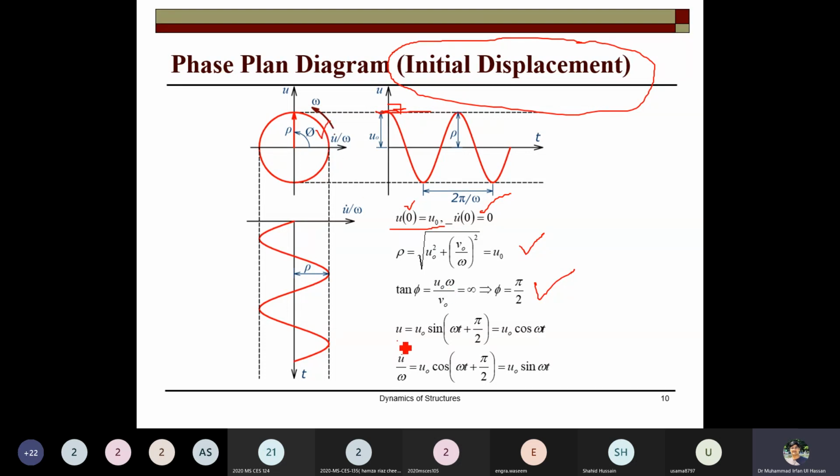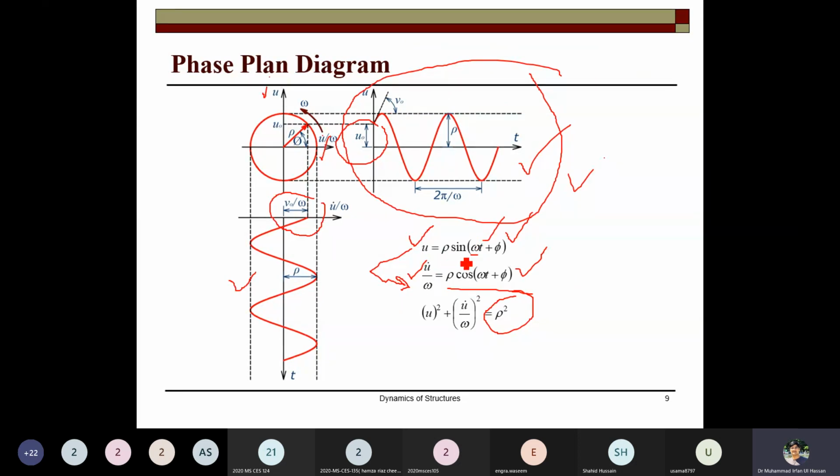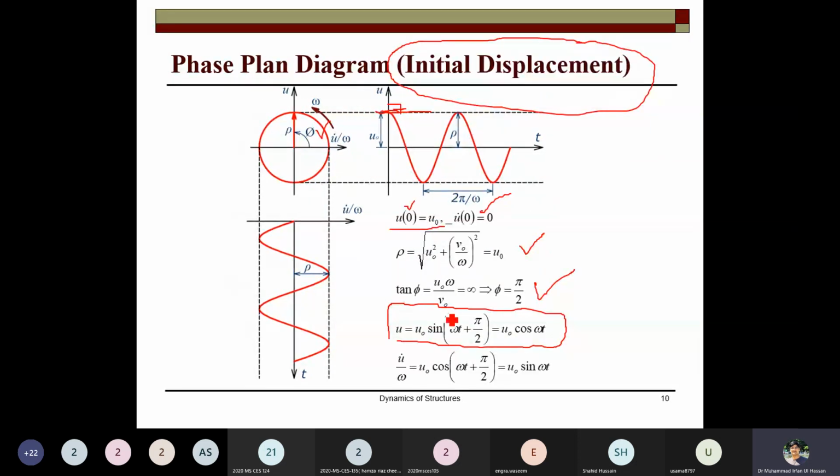And now the function U will change when you plot it. You know that U is rho sine of omega t plus phi. So when you put in the values of rho and the other values, the answer is U naught cos of omega t. Now you can also take the derivative of this, and the answer is U naught omega times cos of omega t plus phi. Taking the derivative of U gives you this answer.